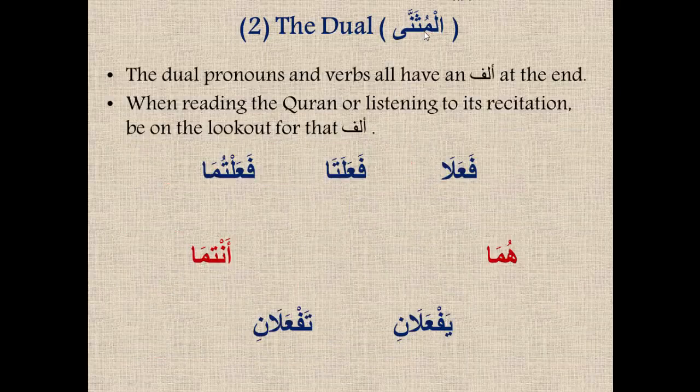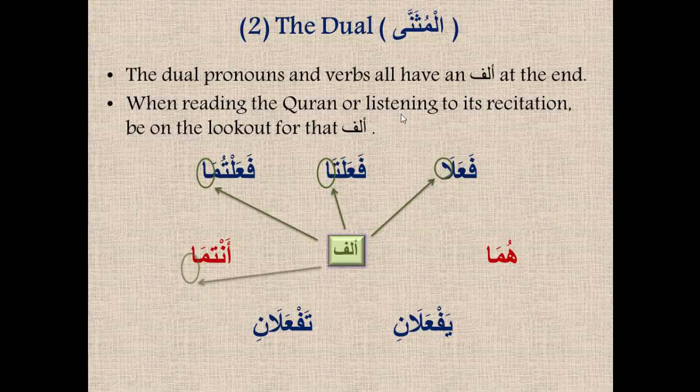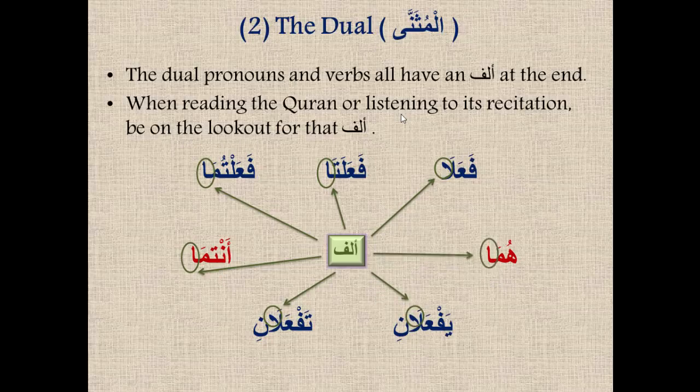So one of those features is the alif at the end. There's an alif. So the dual pronouns and the dual verbs all have an alif at the end. When reading the Quran or listening to its recitation, pay attention for that alif. Be on the lookout for it. So, فَعَلَا, an extension, elongation at the end. فَعَلَتَا, فَعَلْتُمَا, أَنْتُمَا, تَفْعَلَانِ, يَفْعَلَانِ, and هُمَا. There's a shared alif in all these cases.